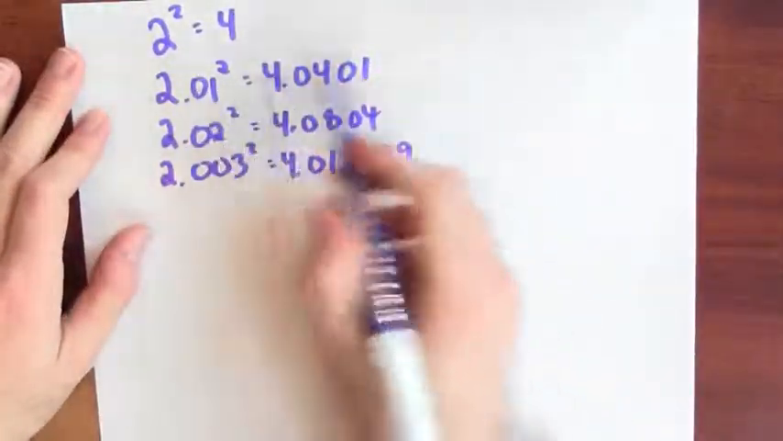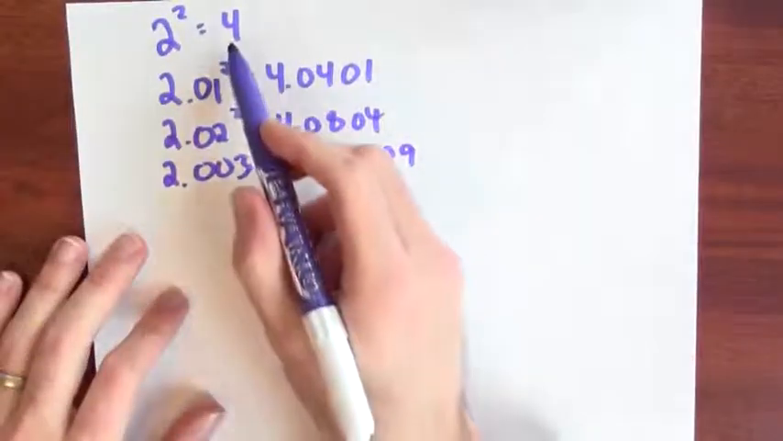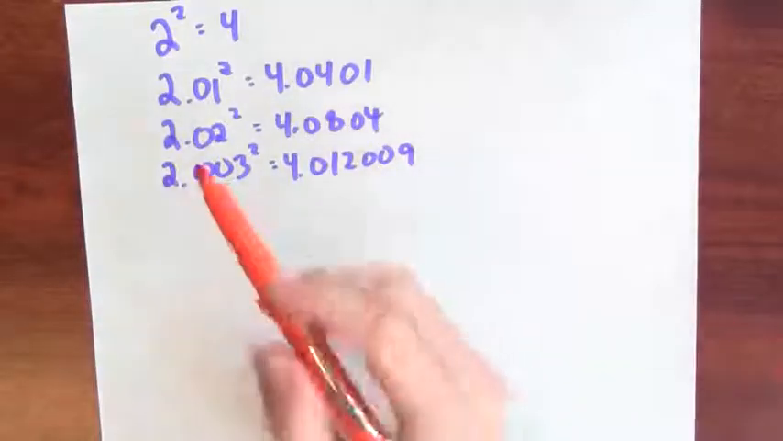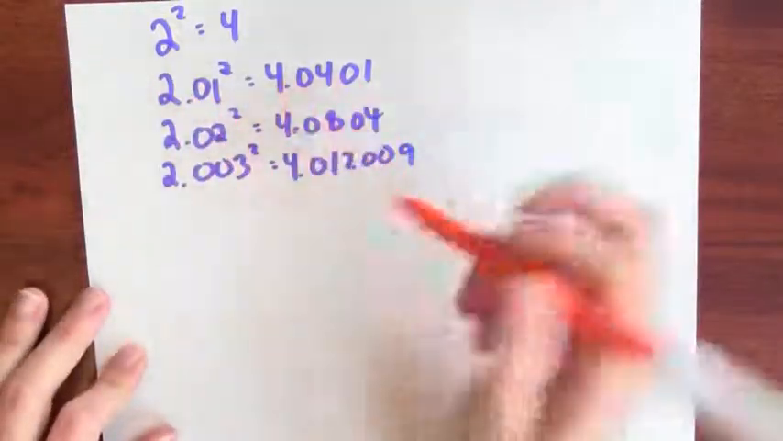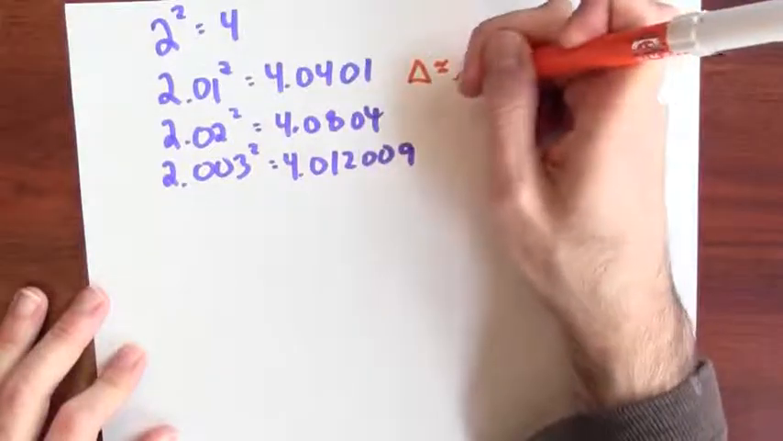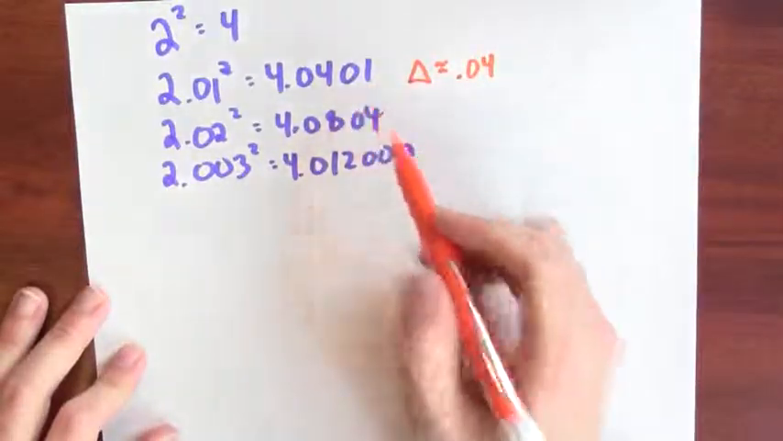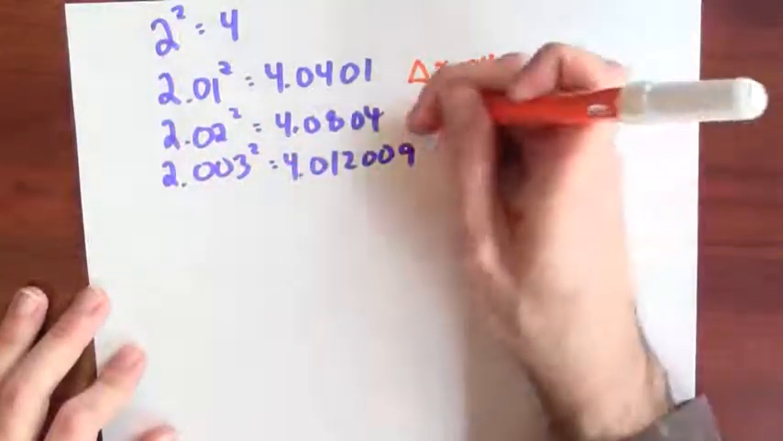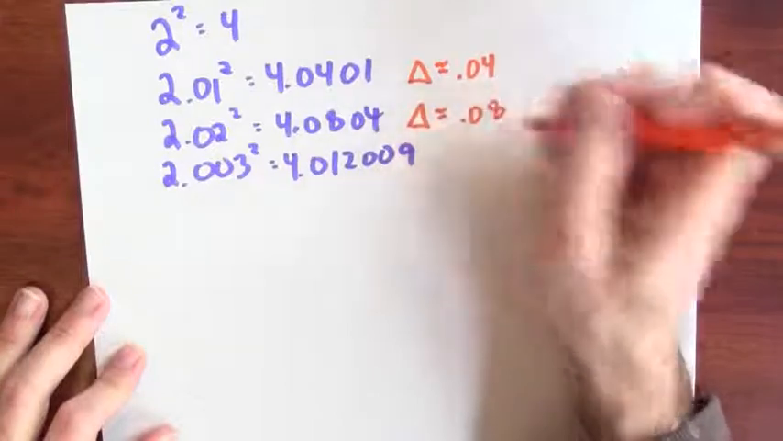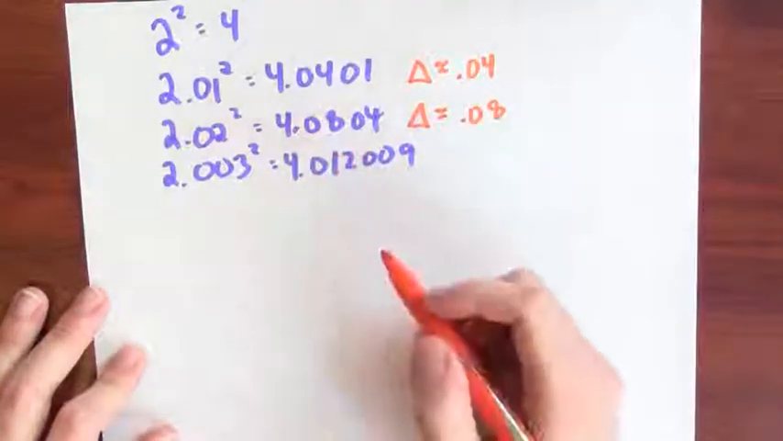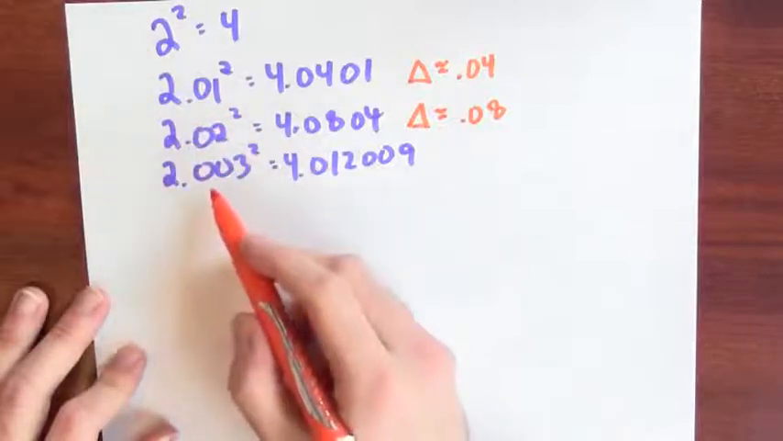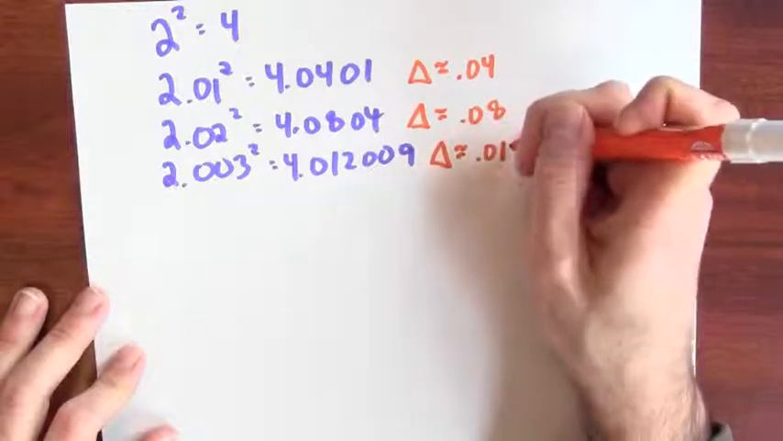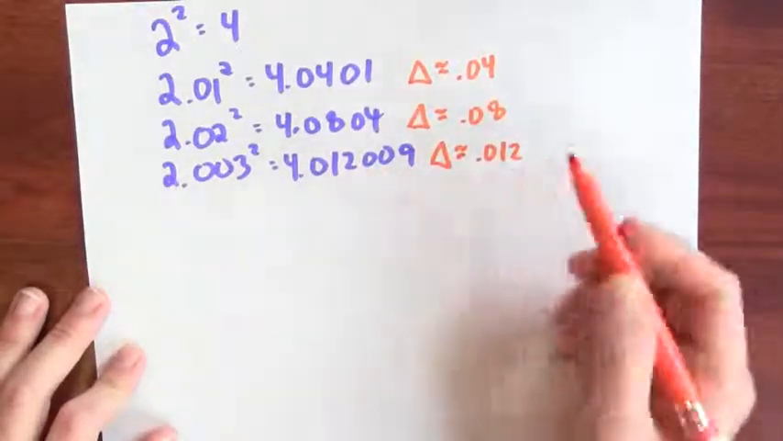I've wiggled the inputs, and I've seen how the outputs are affected. And of course, all the outputs are close to 4, right? But they're not exactly 4. When I wiggled the input from 2 to 2.01, the output changed by about 0.04, and a little bit more, but that's a lot smaller. When I wiggled the input from 2 to 2.02, the output changed by about 0.08, not exactly 0.08, but pretty close to 0.08. And when I wiggled from 2 to 2.003, the output changed by about 0.012, and a little bit more, but it's close.